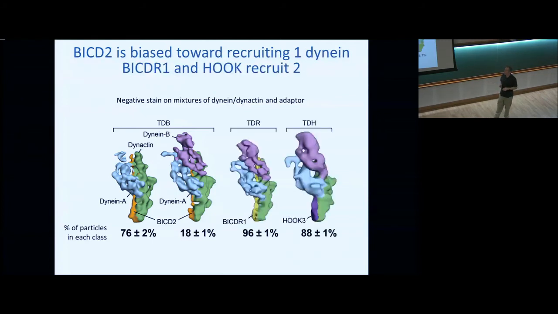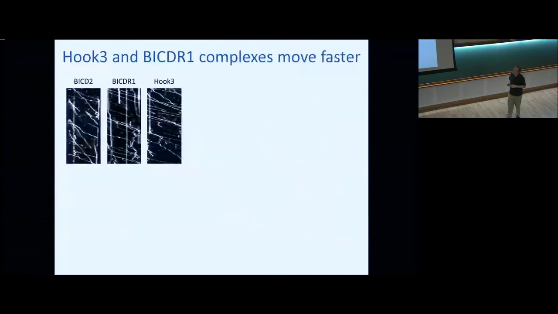And you compare that with these other two adapters, and in this case, pretty much every molecule has two bound. So it's not quite as simple as 1 versus 2, but there's a shift in the distribution from mainly 1 to mainly 2. So the question is, is that enough to change the speed? To get at that, we first measured the speed in our in vitro system.